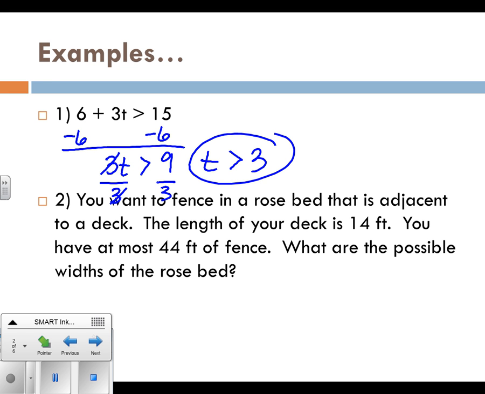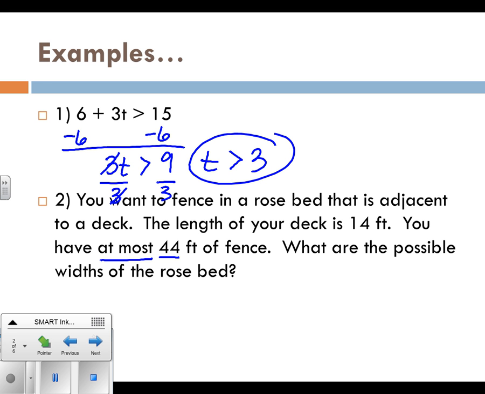You want to fence in a rose bed that is adjacent to a deck. The length of your deck is 14 feet. So the side that's adjacent to the deck doesn't need fencing. So 3 sides of the rose bed would need to be fenced in. You have at most 44 feet of fence. What are the possible widths of the rose bed?